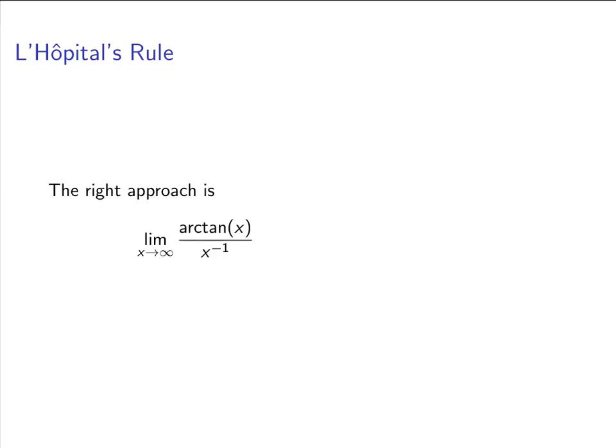So the right approach is to say this, that the limit as x approaches infinity of arctangent of x over x to the minus 1, well, we can rewrite this by taking that x to the minus 1 and moving it back up. And now that piece, the x, goes to infinity, and we know that arctangent goes to pi over 2. So we have a very large number multiplied by something that's close to pi over 2. That limit is going to be infinity.